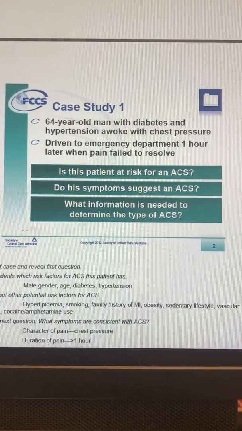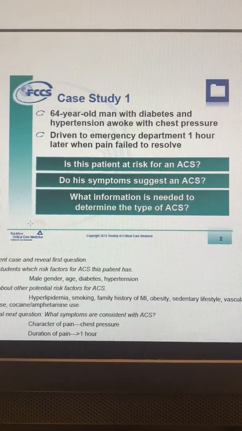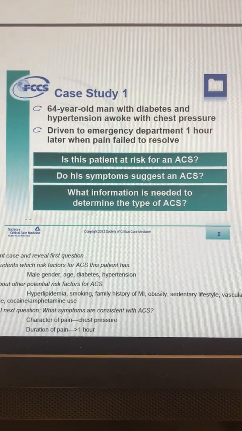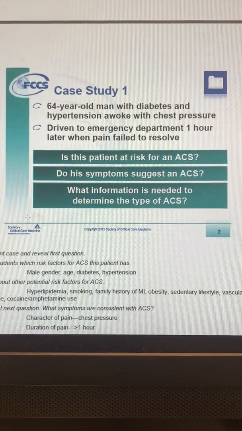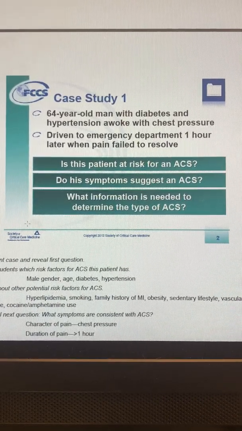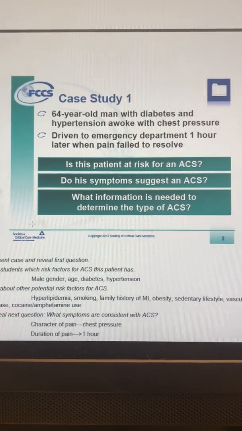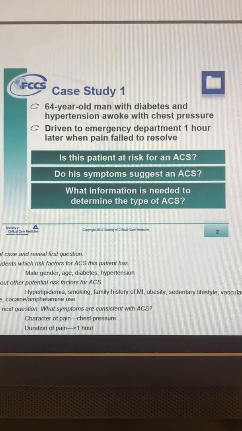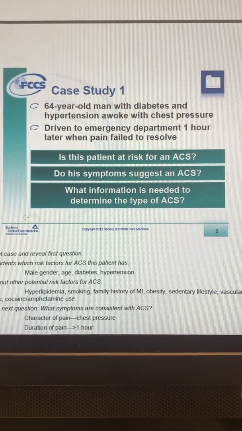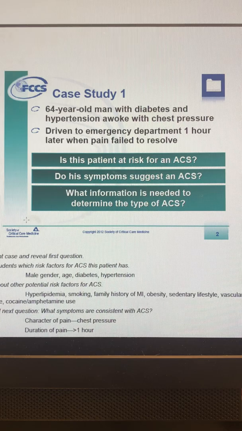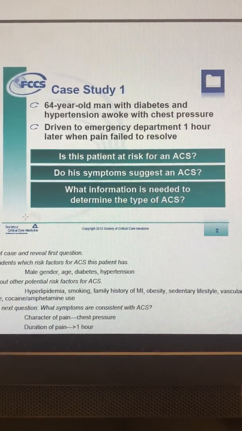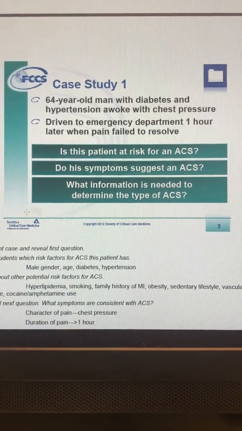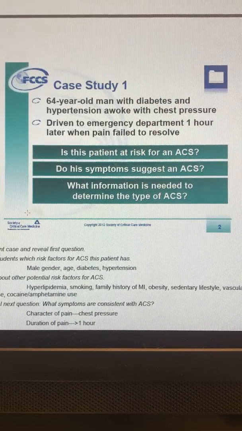Remember, the first objective is to figure out which patient has the right setup for heart attacks. And then the second question, do his symptoms suggest acute coronary syndrome? And the third question, what information is needed to determine the type of acute coronary syndrome? So let's go over the first question first. Does this patient have risk factors for acute coronary syndrome?